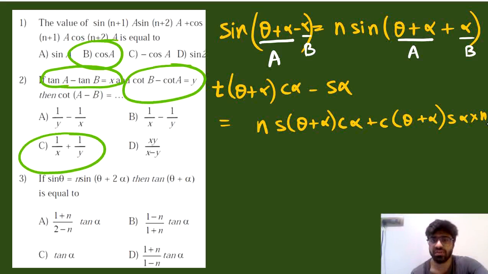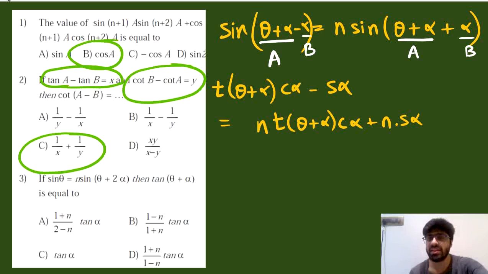Now here also you have to divide with cos of theta plus alpha. That will make the first term here tan of theta plus alpha, and the cos of theta plus alpha here is going to get cancelled. So this is what we get when we divide both the sides of that equation with cos of theta plus alpha. The second term here is n times sin alpha.